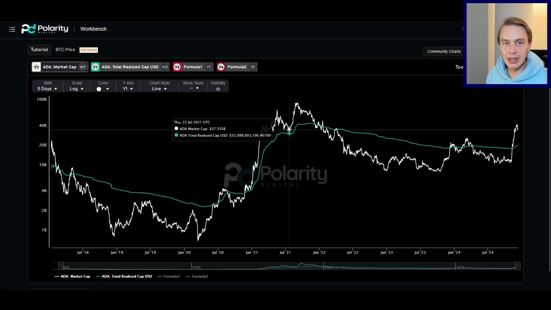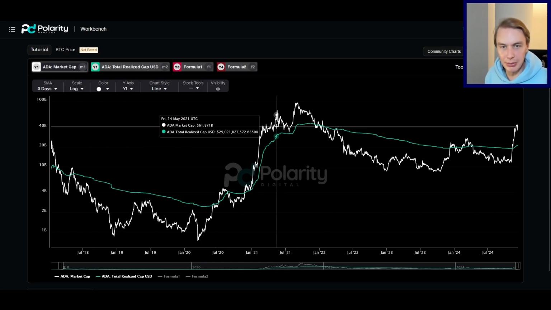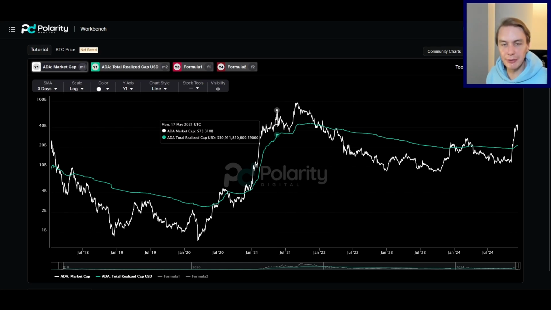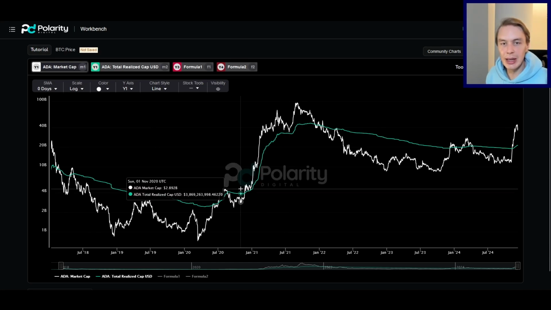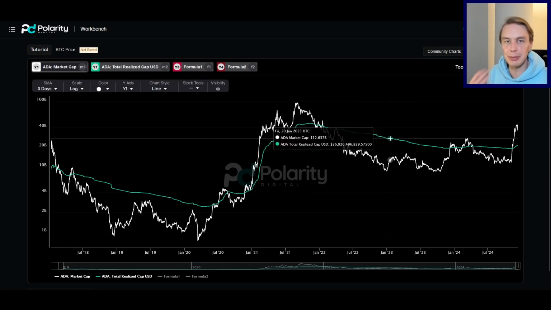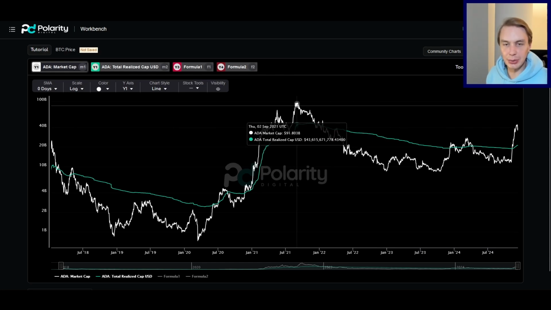And what this really allows us to look at is the dollar amount, the market cap difference between what people bought in for and what it's currently worth. So basically the teal line here is the value of ADA in terms of where people actually bought it. So, what is the total value at which people actually bought it? And then the white line is the current actual market cap.